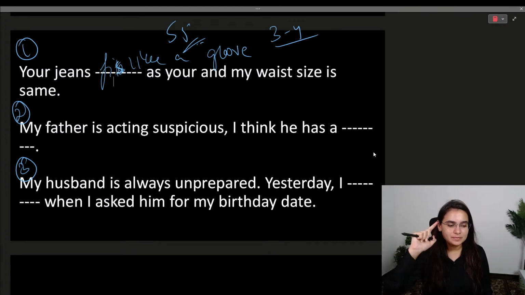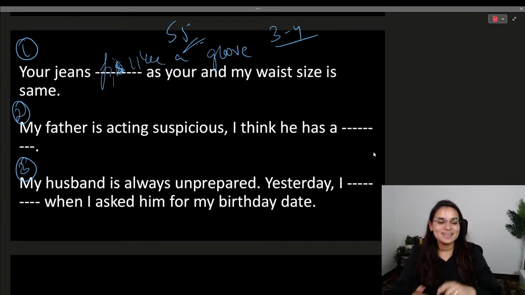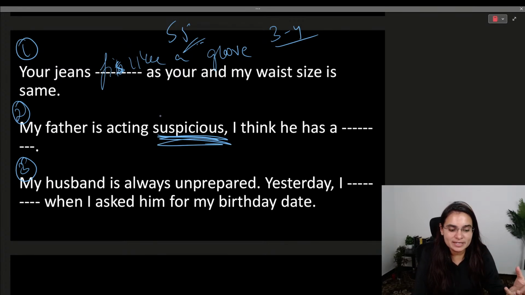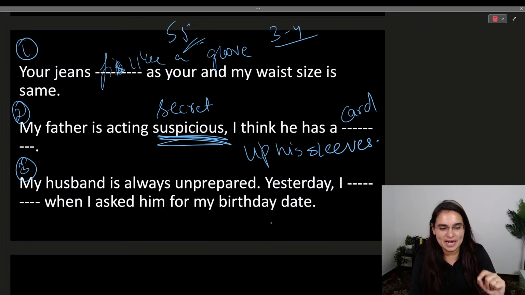Anyone? Yes, recognize this idiom with the help of the word suspicious. When somebody is trying to hide something, when somebody has a secret. No, he has a card up his sleeve. He has a card up his sleeve. Full stop.